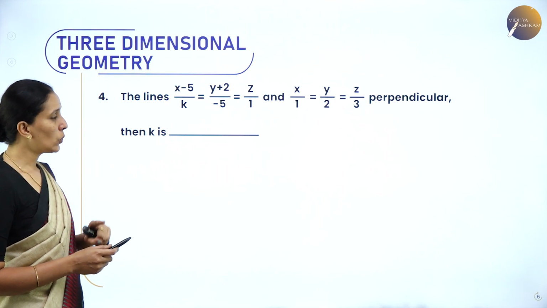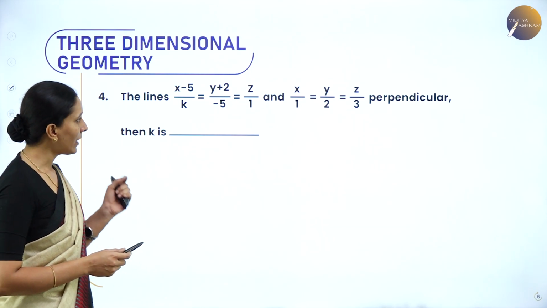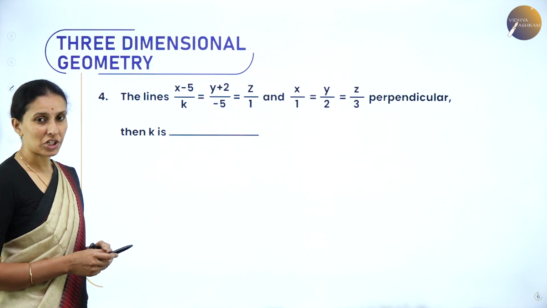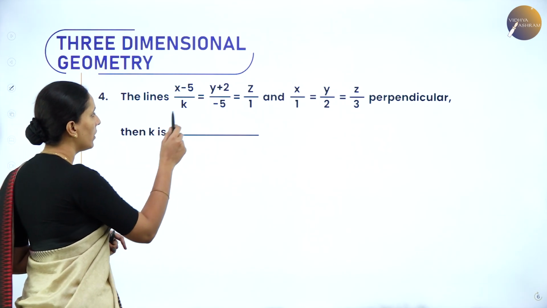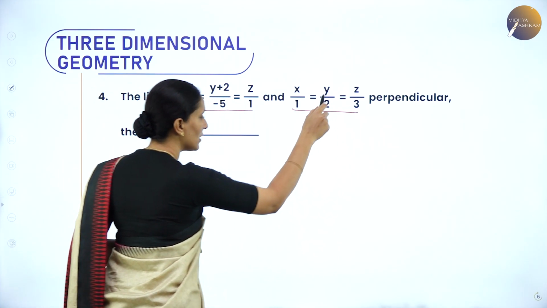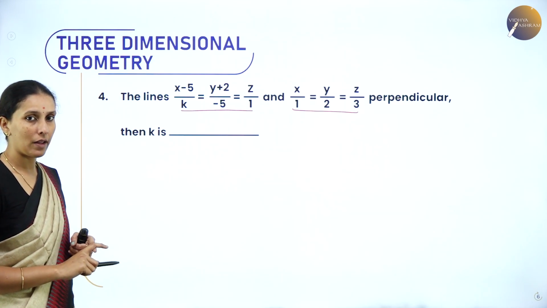When we say the two lines are perpendicular, the dot product of the vectors to which the lines L1 and L2 are parallel is 0. So this is vector b1 for the given line and this is vector b2 for the other line. If we take the dot product of them, that should be equal to 0 if they are perpendicular.